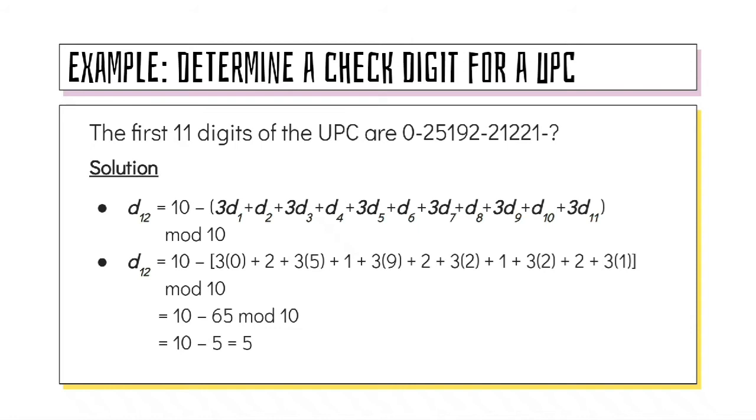Since if we divide 65 by 10, it's not possible to get more, right? It's only 60. So the whole number is 6. And there's the remainder, which is 5. So that is our answer for this. So 10 minus 5 equals 5. Therefore, the check digit for this UPC is 5. So the last number here is 5. Okay.